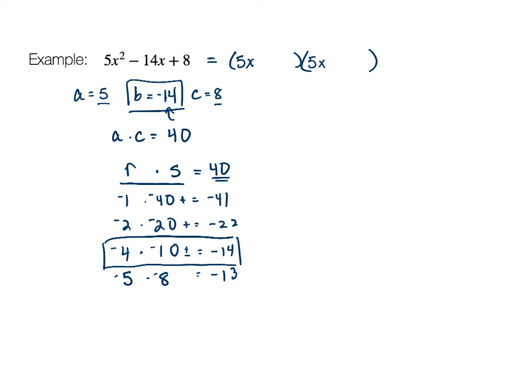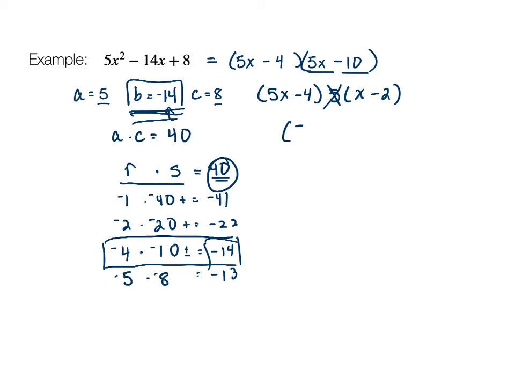Those two, negative 4 times negative 10, multiply to 40. Negative 4 plus negative 10 adds up to the negative 14, our B value. So it's just going to be 5x minus 4, 5x minus 10. We check for a GCF. 5x minus 4 does not have one. But 5x minus 10, I could take a 5 out and just cross it away. x minus 2.